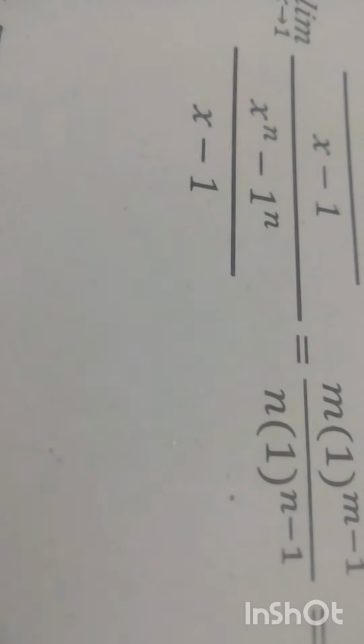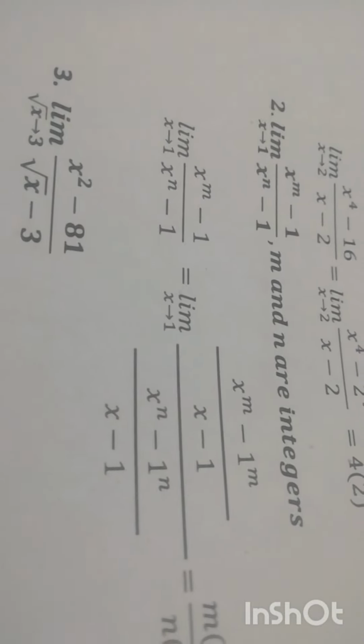Here, see, for x power n minus 1 power n divided by x minus 1, that is n into 1 power n minus 1. So the answer is m by n. See, step by step, it is given separately using the formula. Okay.